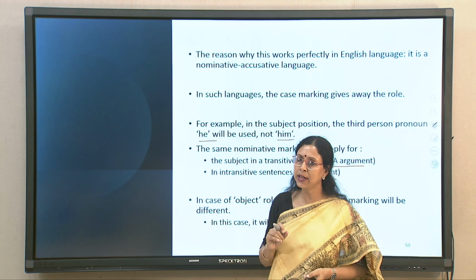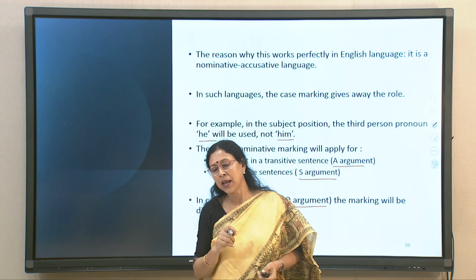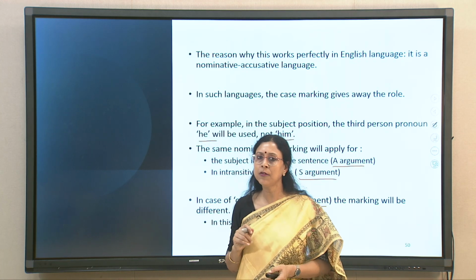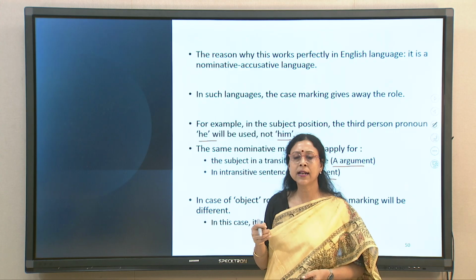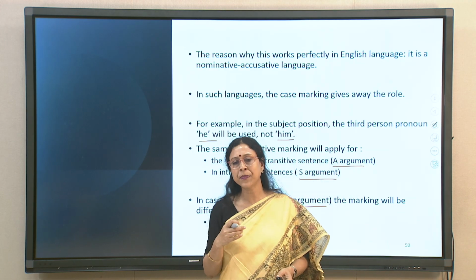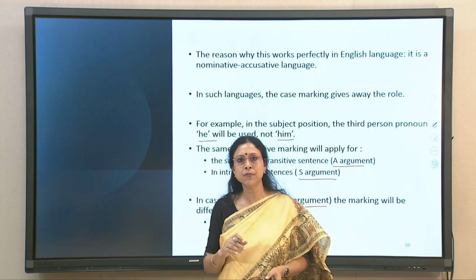So, it is kind of clear. If you say he, it is the agent. If it is him, it is the object in that particular sentence. So, the S argument and A argument follow the same pattern, and the O argument follows a different pattern. If you have been able to figure this out, it will be very easy for the child to map.